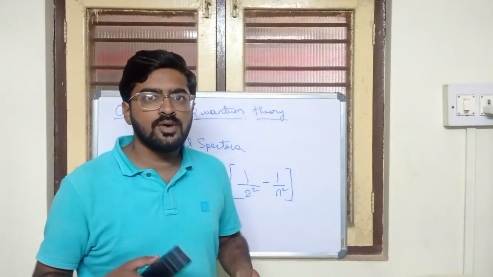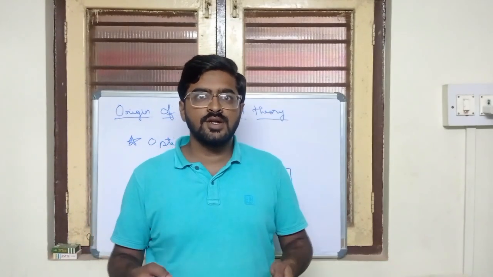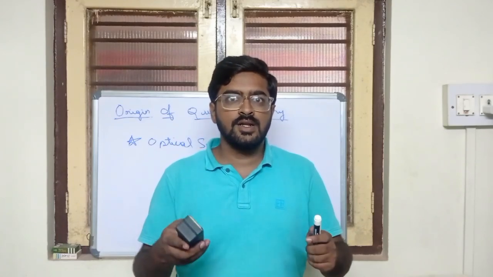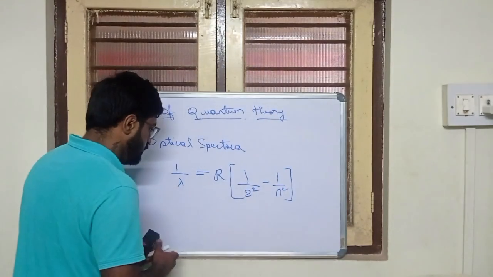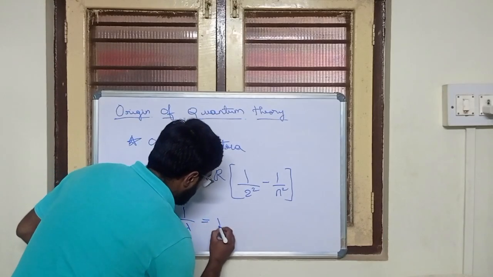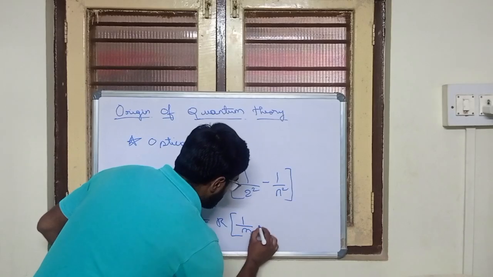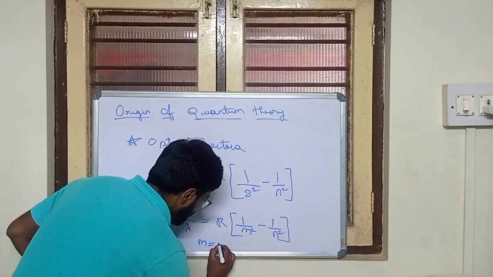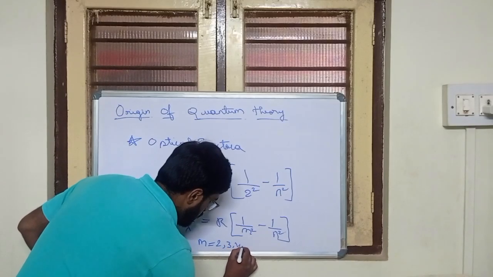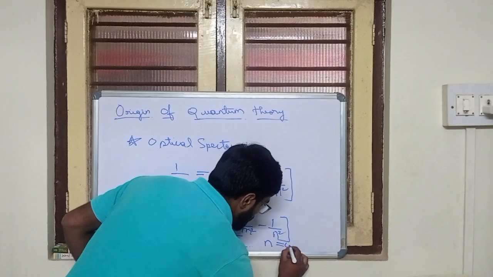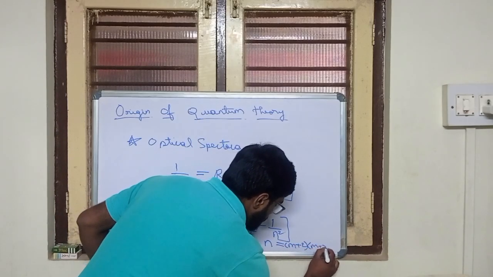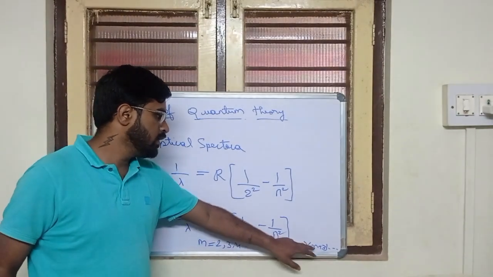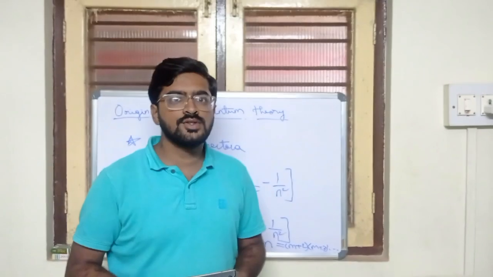He also obtained many other spectral series, and they obeyed a spectral line empirical formula, that is 1 upon lambda equals R times 1 upon m squared minus 1 upon n squared, where m is equal to 2, 3, 4, and so on, and n is equal to m plus 2, m plus 3, m plus 4, and so on.